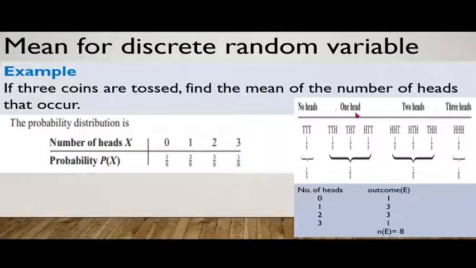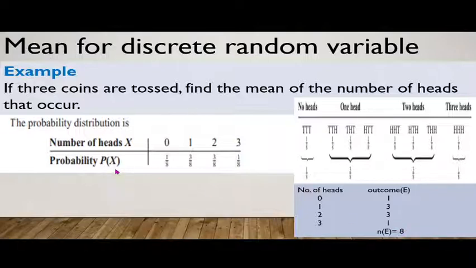And for 1 head, we have TTH, THT, and HTT. So basically, there are 3 outcomes here. And then for 2 heads, the possible outcomes will be HHT, HTH, and THH. So for 2 heads, again 3 outcomes. And then for 3 heads, we have HHH only, so only 1 outcome. If we get the sum of the outcomes, or n of E, that will be equal to 8. So this will be our denominator now.